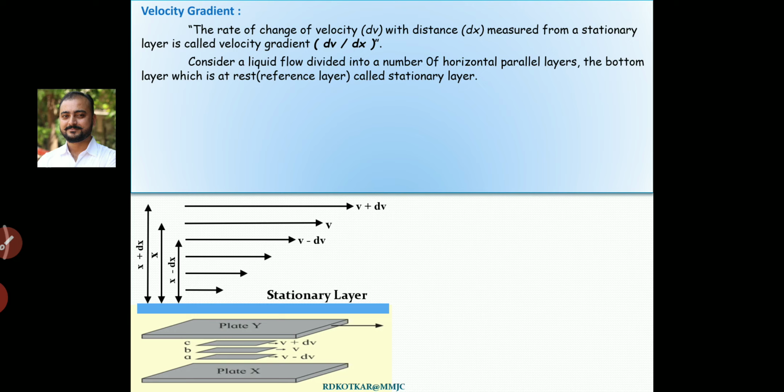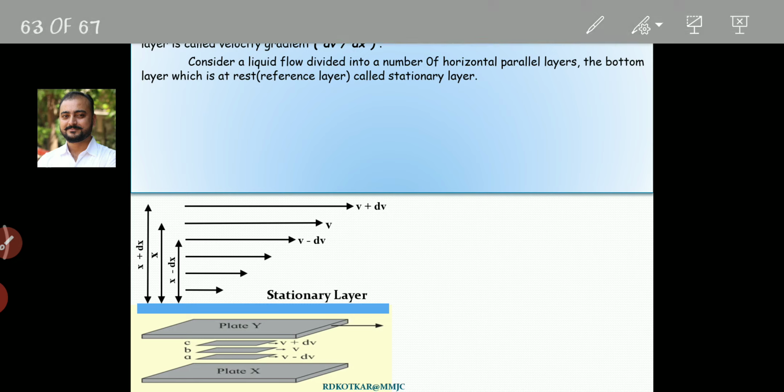You can see the second diagram. In this diagram, parallel layers are considered. The bottom layer is considered as a stationary layer, and as you move away from the bottom layer, the velocity of each layer increases. That will be shown here in a simple way.